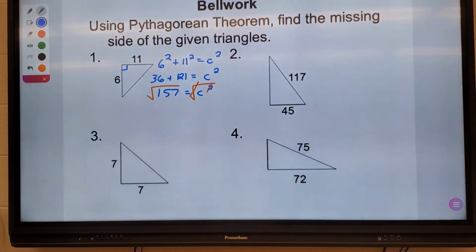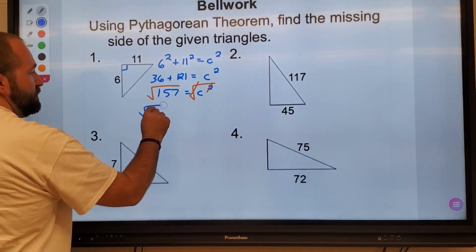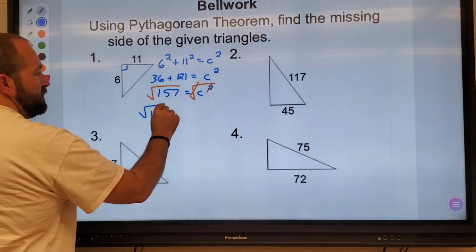So I'm going to go through the perfect squares. If I take 4 and I divide 157 by 4, that does not come out to a nice number. 9 is the next perfect square. 157 divided by 9 is not a nice number. Go up to 16 now, because 4 squared is 16. If I divide 157 by 16, also not a nice number. And so on. There are not any perfect square factors in 157. So my answer here is the square root of 157 equals C.